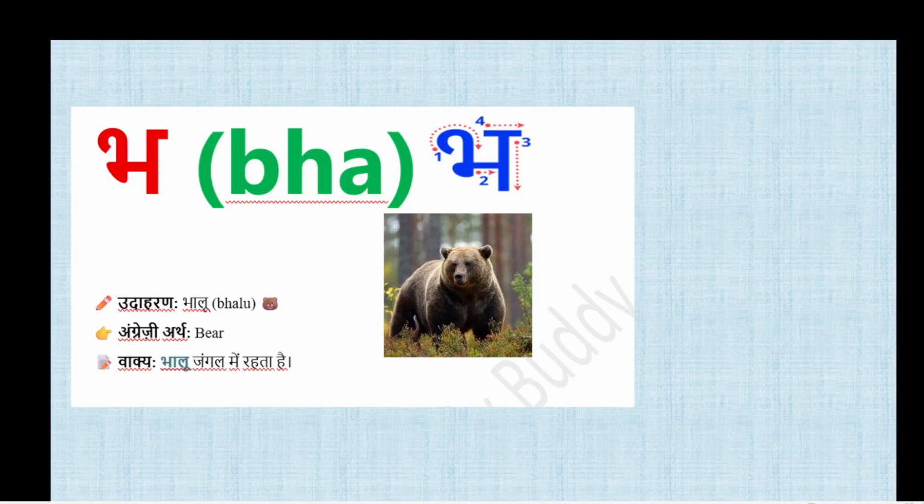Now, let's read the sentence. Bhalu jungle mein rehta hai, meaning the bear lives in the forest. Let's see its strokes now. A small close curve followed by a standing line. Take a turn, sleeping line, again a standing line, finally a sleeping line on top of the standing line alone.